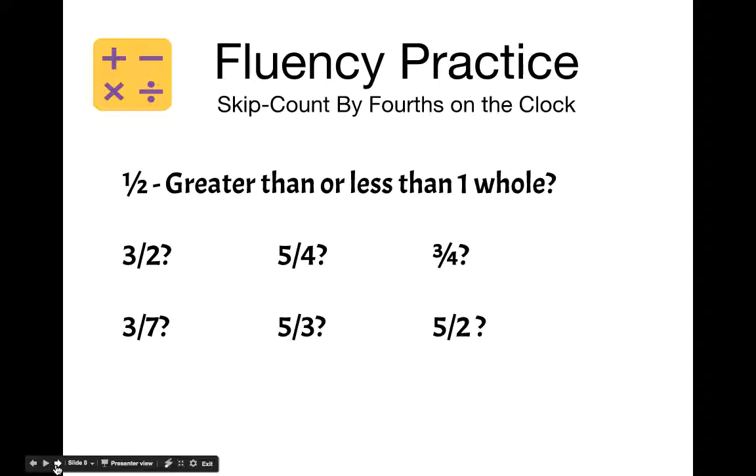5/4 is greater. 3/4 is less. 3/7 is less. 5/3 is greater. 5/2 is greater. If you look at this, you will see that anyone that has a bigger number on top is going to be greater. Anything that has a number less than the bottom is going to be less than 1 whole. So just remember that.